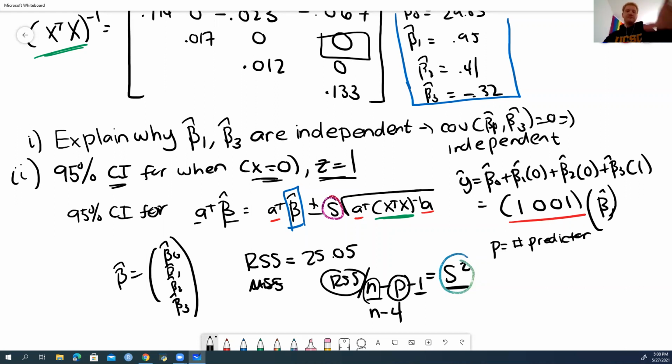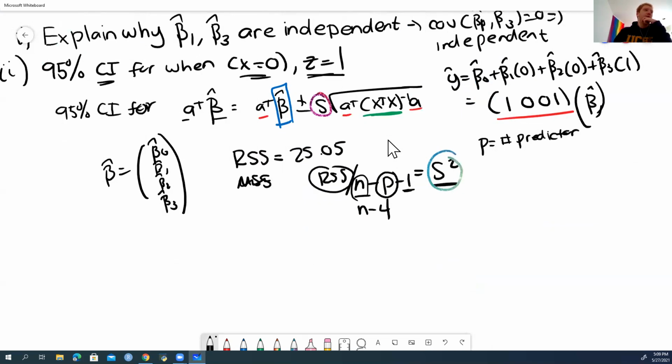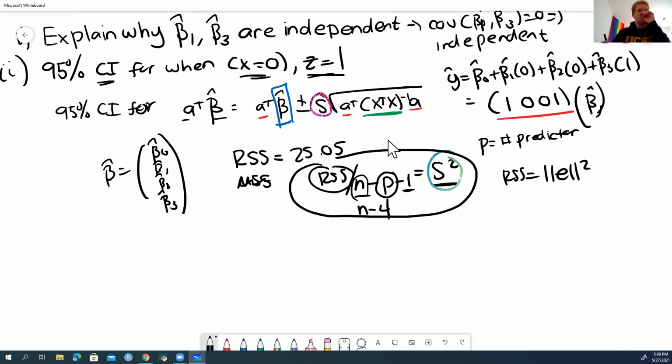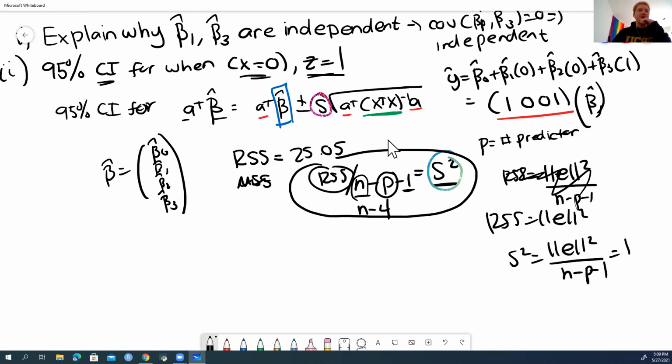Is that the formula for S squared? This is just by the definition. So RSS is equal to the sum of the errors squared, and S squared is equal to the sum of the errors squared over N minus P minus 1. Got it. RSS is equal to this, and then S squared by definition is this. So clearly, this is equal to RSS over N minus P minus 1. Does that make sense?